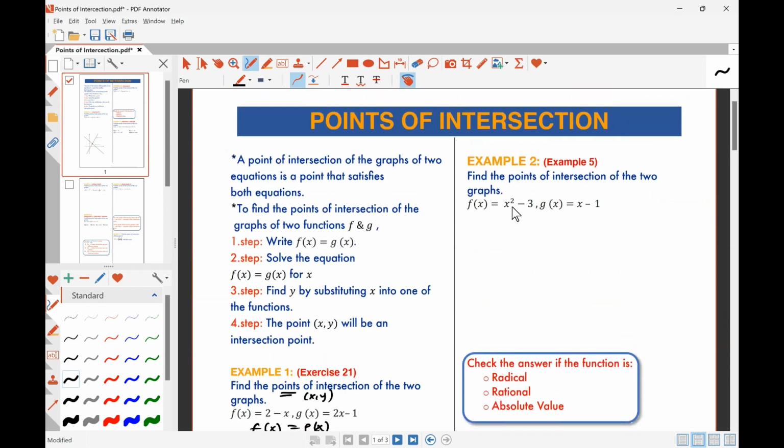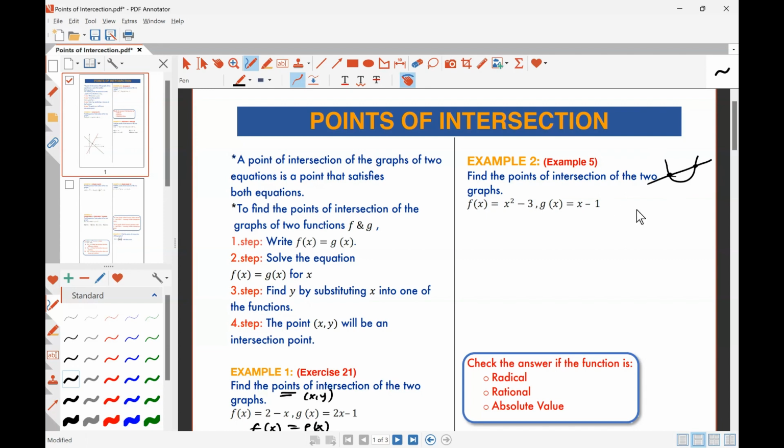x squared minus 3 is f of x. x minus 1 is g of x. Now I see a quadratic function here. My graph will be like this, one of the graphs. The other one will be like this. This is a line, a linear equation. It will be a straight line. This is a quadratic equation, something like this. So it seems like we have two points of intersection, and let's find what these points are.